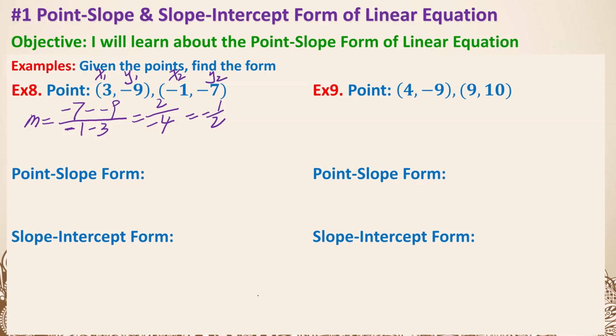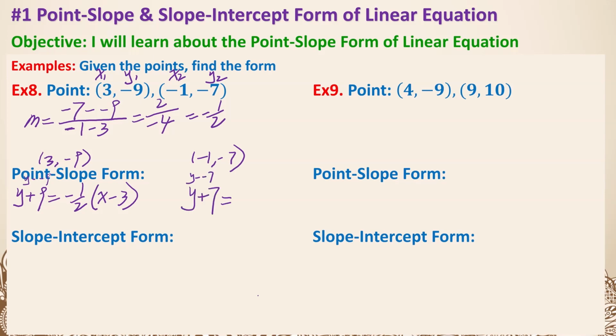Same thing. Let's say you want to use either point to write. Let's say you want to use 3, -9 to write. That is going to be y plus 9 because of the y minus -9, and the slope is -1/2 times x minus 3. That's if you use 3, -9 to write. Or you can use -1, -7 to write. So that's y minus -7, which is y plus 7. On the right side the slope is -1/2, and it's going to be x minus -1, which is x plus 1.